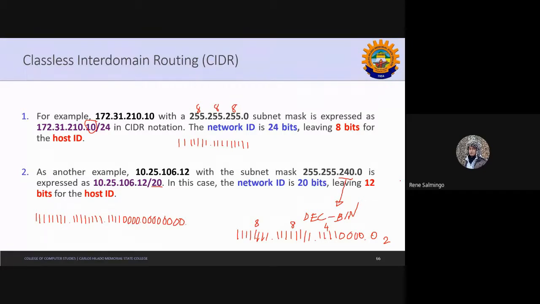So if you want to erase your previous result in your test 03, you can ask me to erase your result and you can retake the test again if you want. Any question?